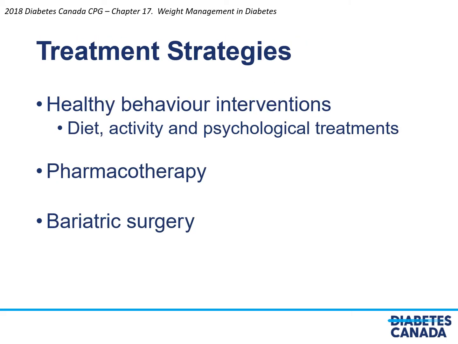Here are the primary treatment strategies for people living with diabetes, overweight, and obesity. The overriding and cornerstone treatment is healthy behavior interventions. This includes diet, activity, and psychological treatments. Next, there's pharmacotherapy. And finally, there's bariatric surgery.